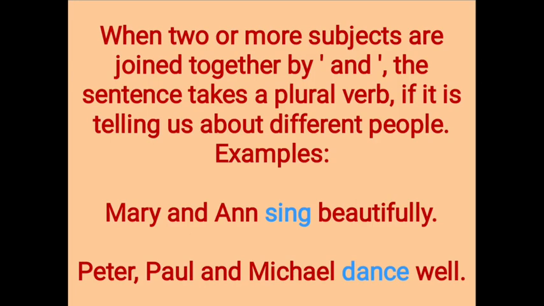Like I said earlier, most times when and is used to join nouns together as subject of a sentence, the verb that goes with it should be in the plural form, since the sentence is telling us about two or more people. Now, from the examples we have here, we have Mary and Anne. Mary is different from Anne. They are two different people. That is why we have the plural verb sing.